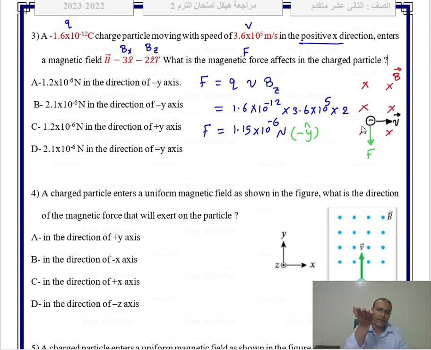I put my fingers inside the screen. My thumb refers to the right side, the backhand to down. Down, it means negative Y axis. The answer is 1.2 times 10 to the negative 6 in the direction of negative Y axis.